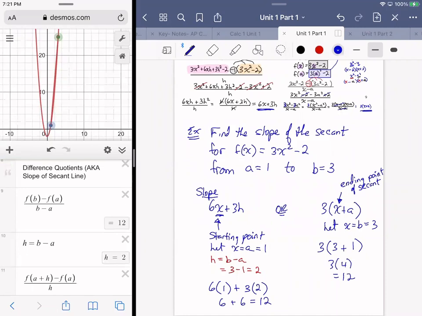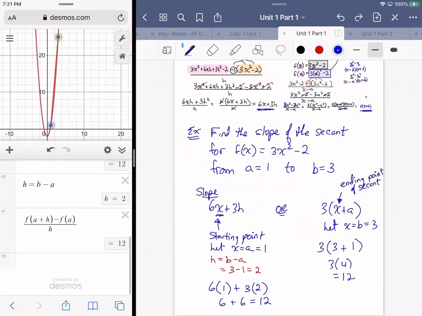F of b minus f of a over b minus a. That's this computation. Gives you a 12. F of a plus h minus f of a over h. That's this computation, also 12. It'll do the computations for you.